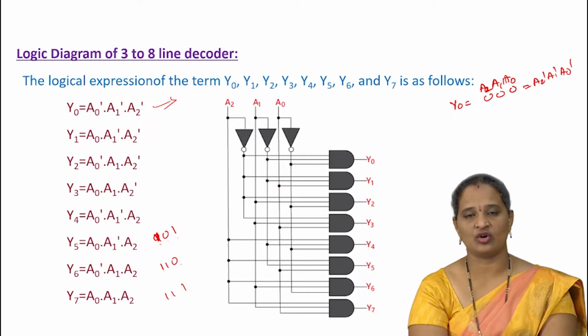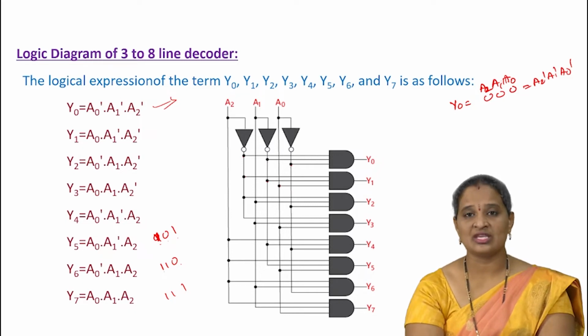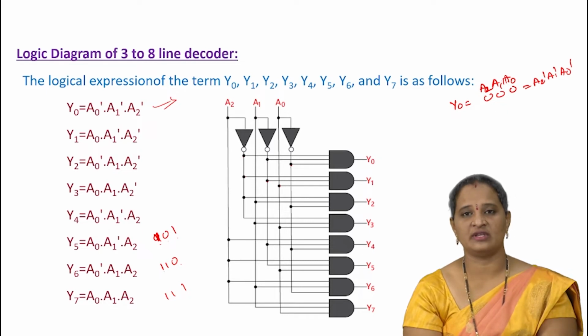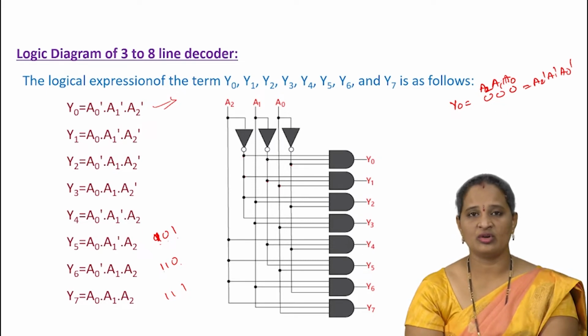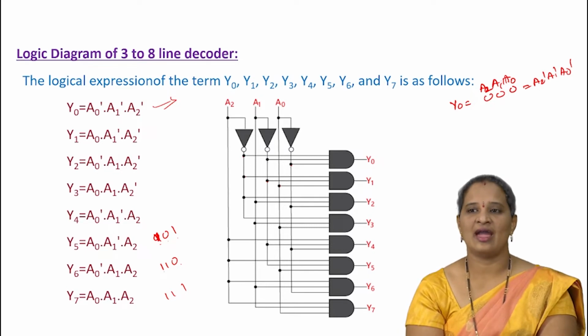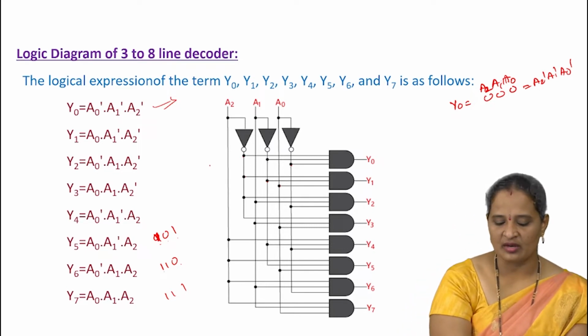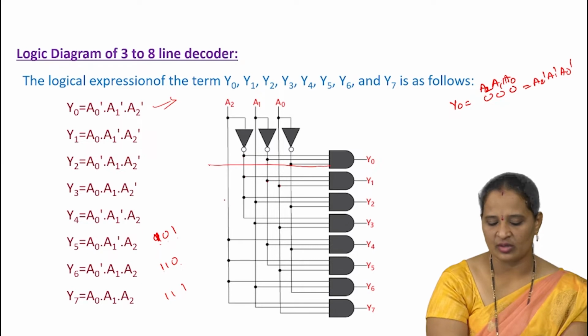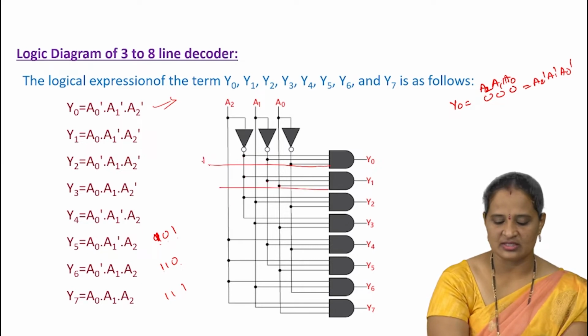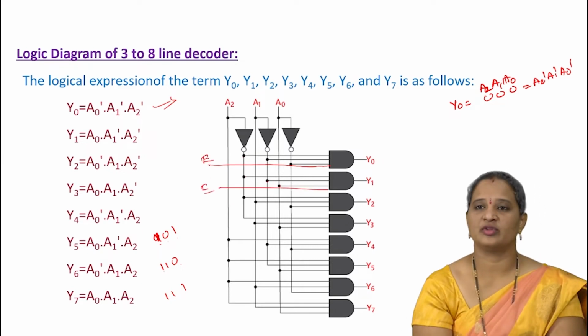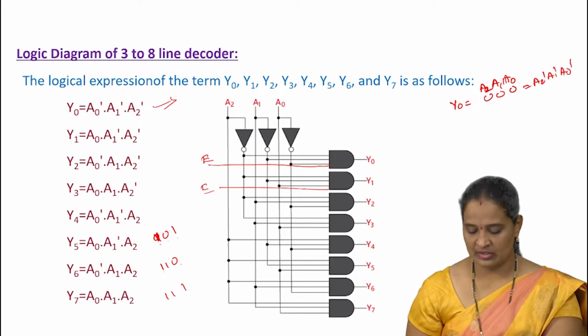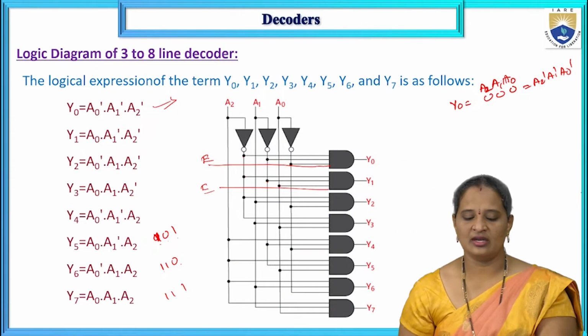As we have 8 outputs, we have to use 8 AND gates, and all of these are product terms. In order to implement these 8 output functions, I require 8 AND gates. If you have enable input, you have to provide one more input for all the logic gates. This is enable. That is an optional one. So this is the 3 to 8 decoder.